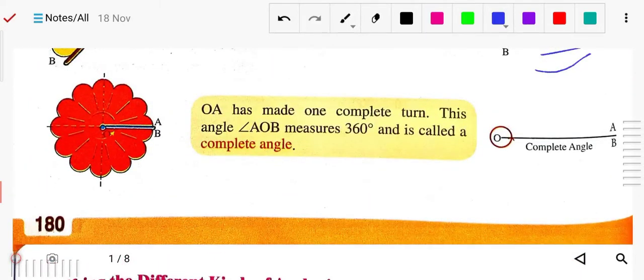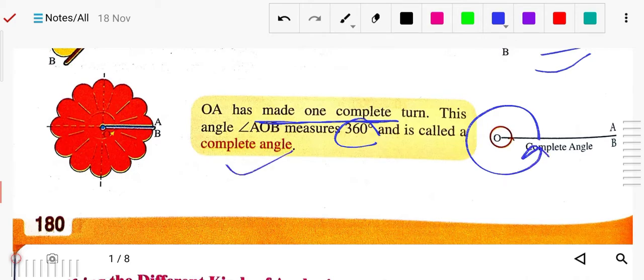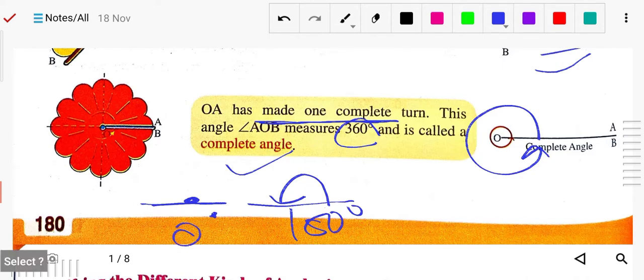The complete angle measures 360, which means one complete, full rotation from here to here. So this is called the complete angle. In the half angle, the rotation is from here to here only, which is 180 degrees. With no rotation, it is still there, so there is 0 degrees. If it rotates fully from here to here, this is 360 degrees.